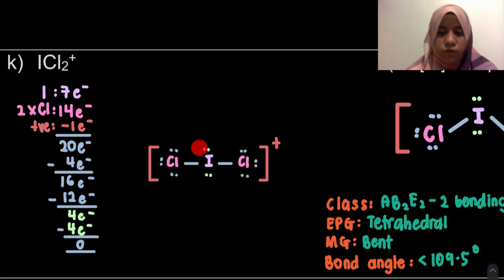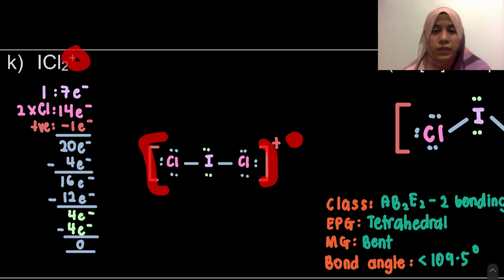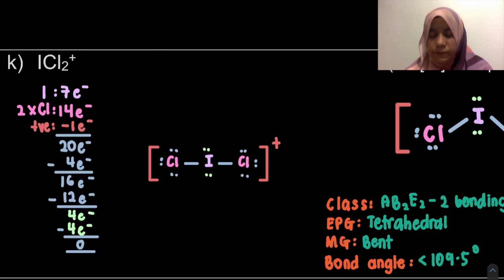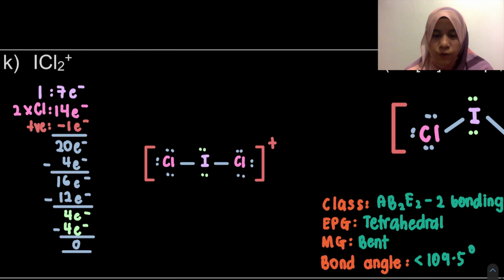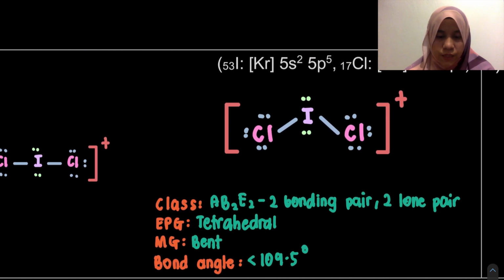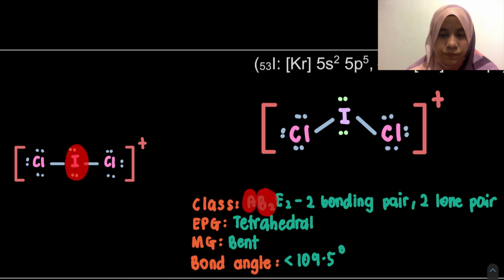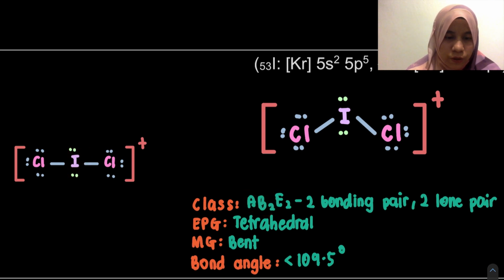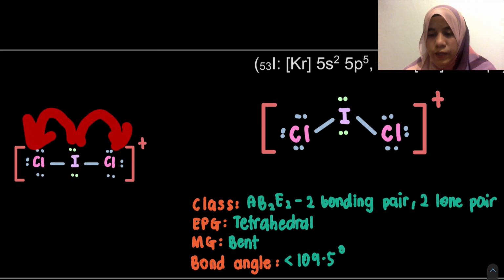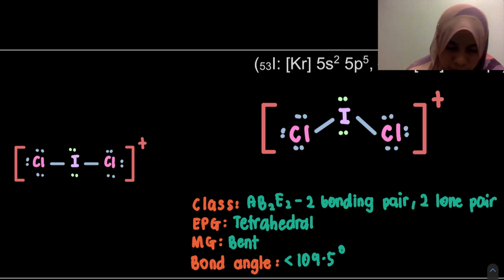So 1, 2, 3, 4. And don't forget, since it is positively charged, make a square bracket and write the total charge, which will be positive 1. Okay, so from our Lewis structure, we can write down our class, EPG and molecular geometry. For this case, remember the class is A. B means that it is bonded to 2 atoms, bonded to the first chlorine and the second chlorine, and 2 lone pairs. Because you see here, there is 1, and here too, 1, 2 lone pairs.